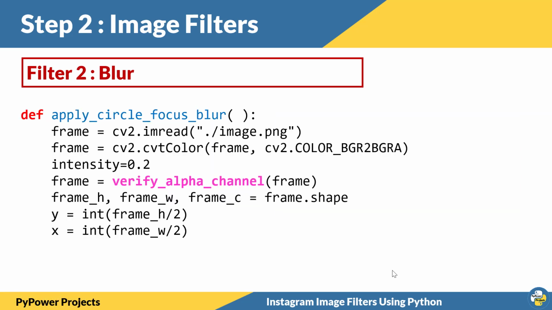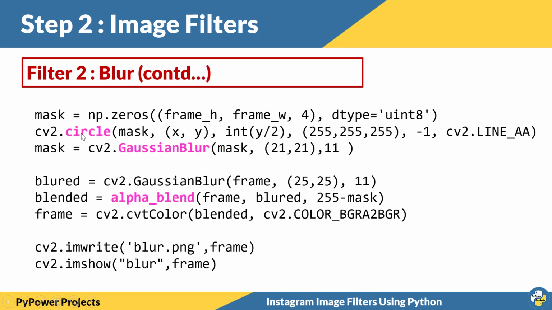Now the second filter is blur. What function is involved in blur is presented here. This particular verify alpha channel is the most important factor of this function. It will take the image object, that is here frame, and cv2.circle. Only this particular circle is kept clear, and all the other pixels outside are made blur using this Gaussian blur function. So these two particular functions are most important in making your image blur.